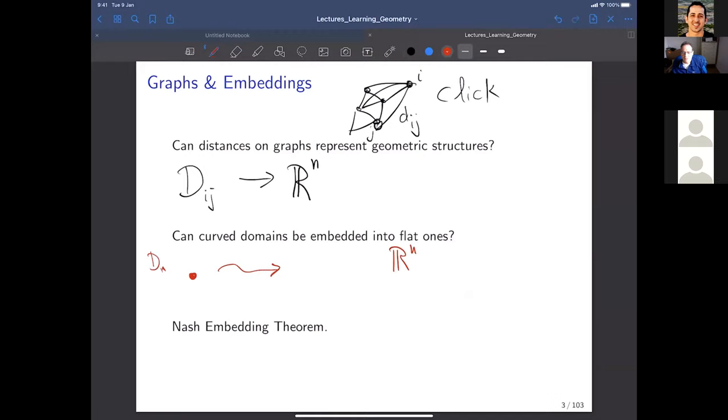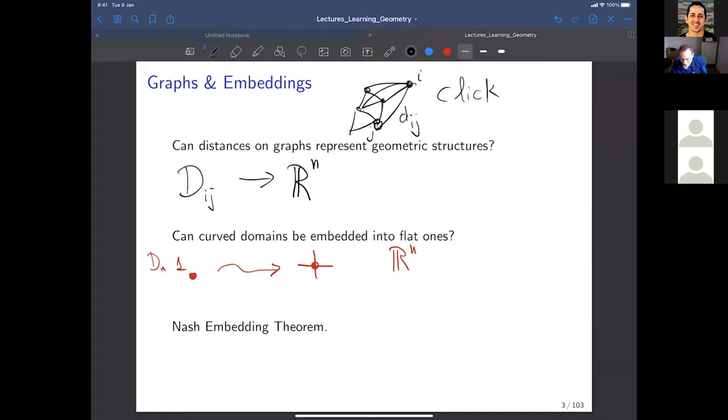Any ideas? The answer is trivial. Okay, I can put it in R0. So if I have one point, I can put it at the point and there is nothing to it. But now let's complicate things a little bit.